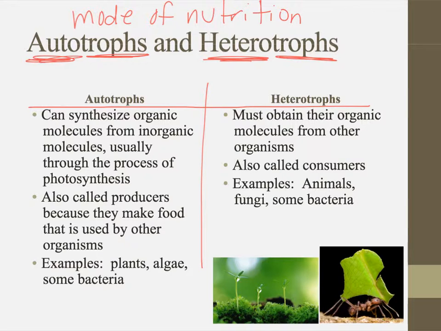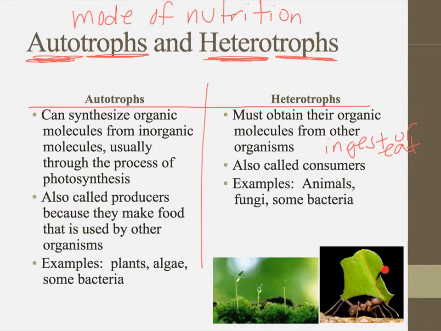Heterotrophs have to what we call ingest or eat their food, okay? So that means that they have to obtain their organic molecules from other organisms. We also call them consumers. So we have producers and we have consumers. And these are things like animals, fungi, some bacteria are like this.